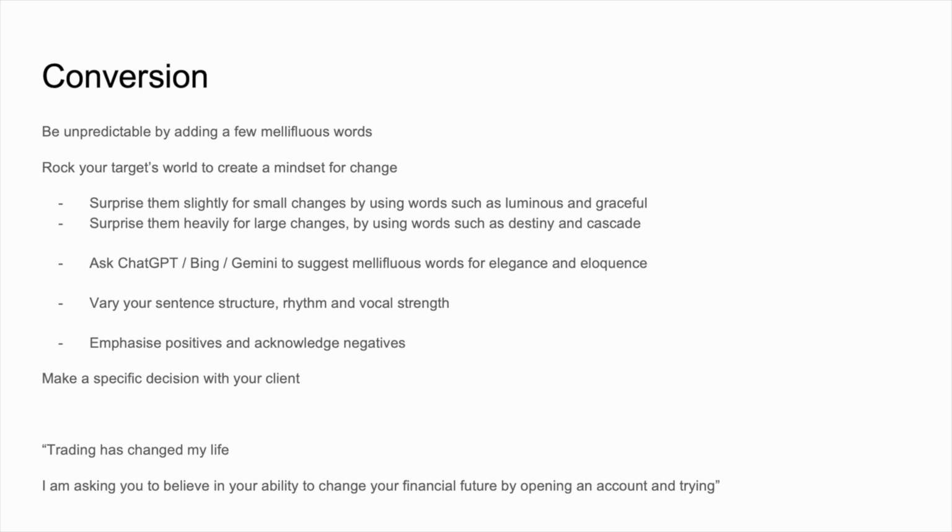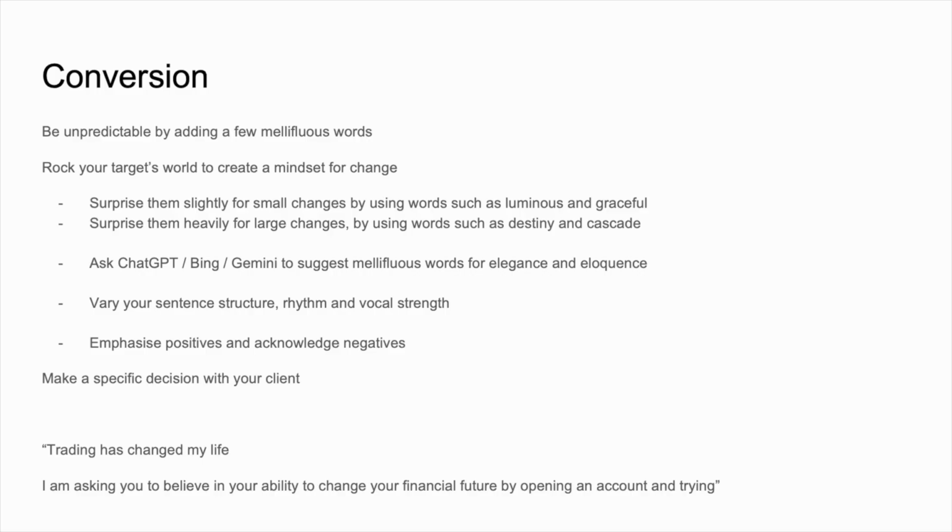these mellifluous words. So you can surprise people slightly by using mellifluous words like luminous and graceful. Those are gentle mellifluous words, luminous and graceful. They're really nice. Graceful is a wonderful word. Or if you're asking people to make a big decision, then maybe you want to surprise them by using words like destiny and cascade.